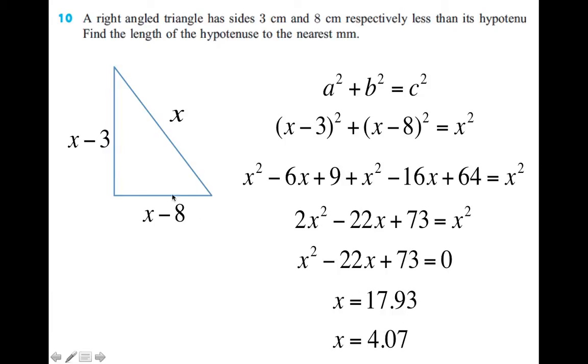Imagine putting these values into all these x spots here. If you look at this one, x minus 8, if you put 4.07 into here, it's going to give you a negative number, and a side cannot have a negative length. So 4.07 is not a good solution to this problem. It's a solution to this quadratic, but it's not a solution to this problem. The only answer that works is 17.93, so that must be the length of the hypotenuse.